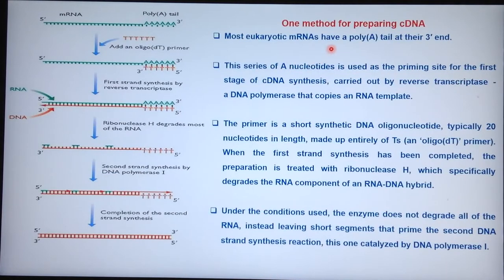Now for a cDNA library, the cDNA is prepared. mRNA has a poly A tail, so we use a poly dT primer. After using the poly dT primer and reverse transcriptase enzyme, we have first strand synthesis by reverse transcriptase, and ribonuclease H is used to degrade most of the RNA after the first strand is synthesized. Then the second strand is synthesized by DNA polymerase I to give the double stranded cDNA. We can also proceed with single stranded cDNA for DNA microarray and other kinds of work, and if we are using this for cloning purposes, then we will require double stranded cDNA.